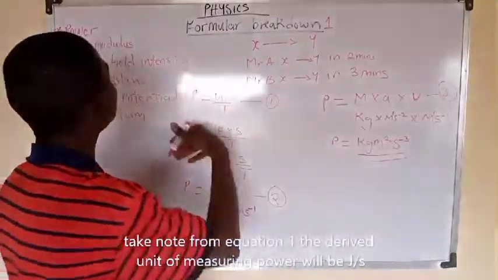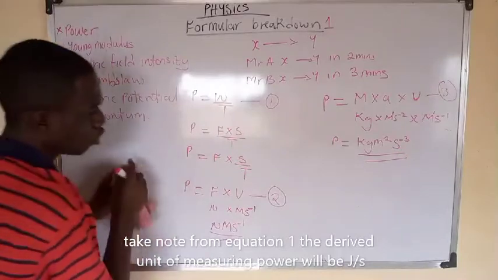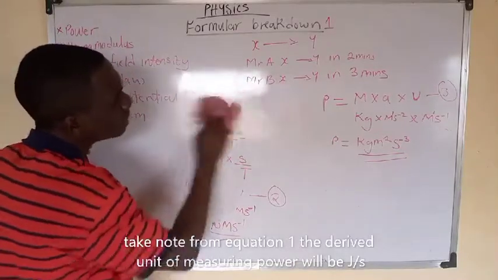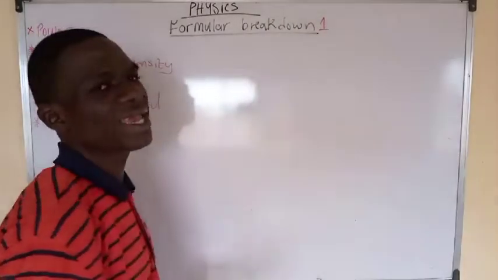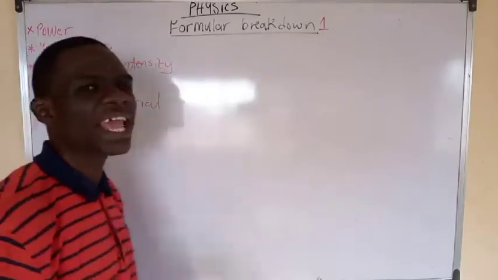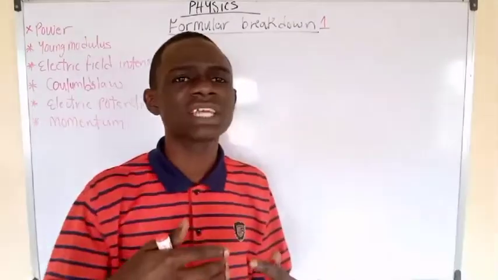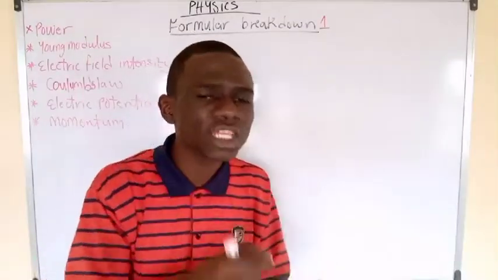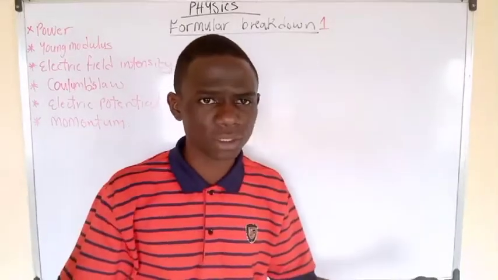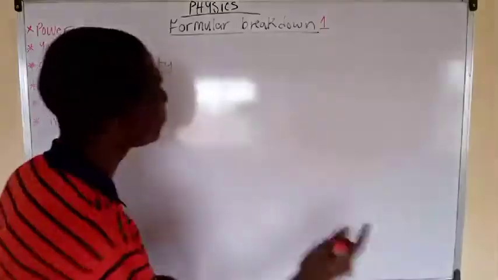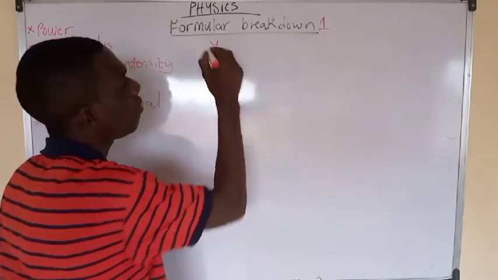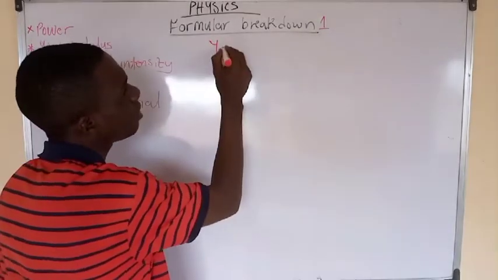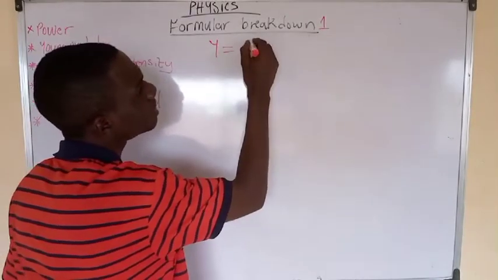So let's proceed now to Young modulus, okay? So permit me to just clean this part quickly. Let's proceed with what? Young modulus. Now, Young modulus is a term that explains the extent to which a material can be stretched or deformed. Alright? Mathematically speaking, Young modulus can be represented with what? Y or E. But in this case, let's represent it with Y. Young modulus Y is equal to what?